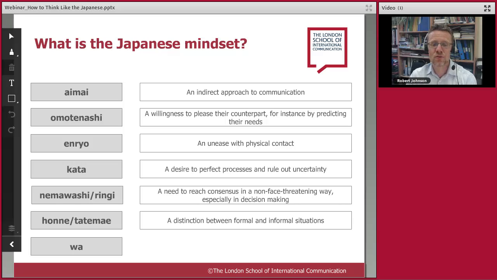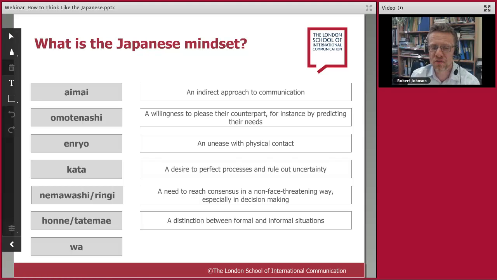A distinction between formal and informal situations. If you meet Japanese in business, generally they will be using tatemae, which is kind of like a mask, a formal mask. They will not show emotions. They will not reveal a lot of information because they want to check whether it's acceptable to reveal that information. They will not give a lot of personal opinions because what relevance do their personal opinions have? They should be giving an official opinion.